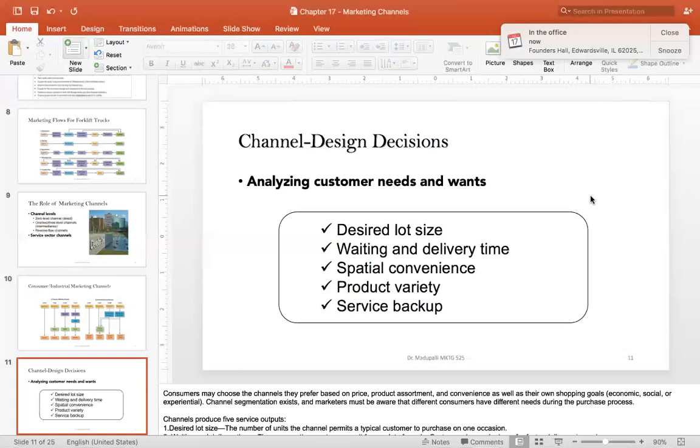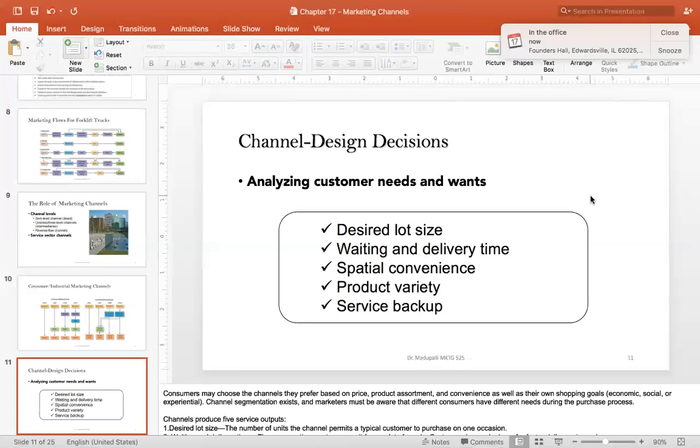And the channel segmentation does exist, right? Different consumers buy in different channels or different retailers. The channel segmentation does exist, and marketers need to be aware of which type of consumers buy where and what needs our product is providing them. So depending on how consumer needs are different for different products, or different consumers' needs are different for the same product, right? We discussed it during buying behavior and all these other chapters.